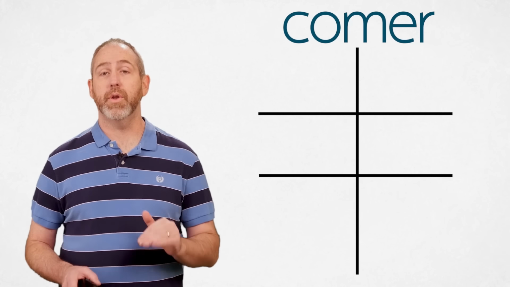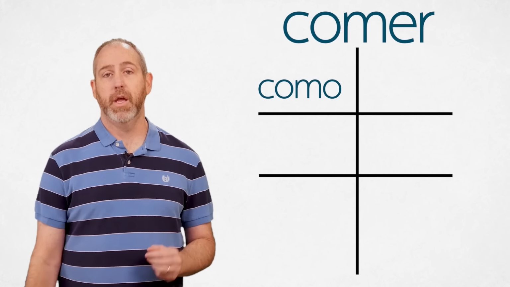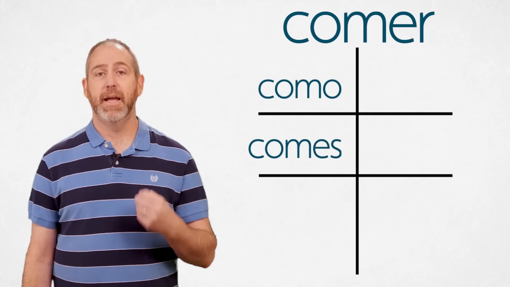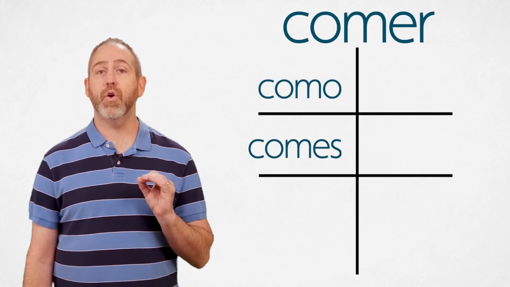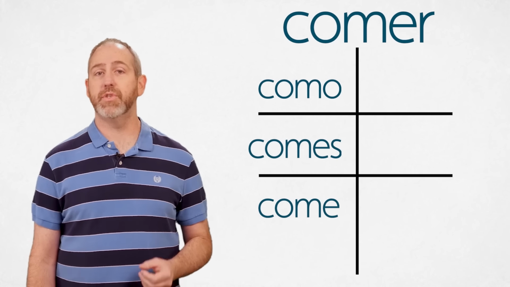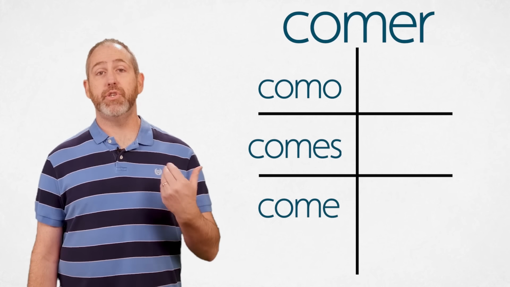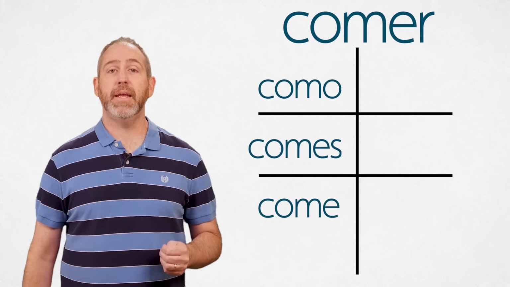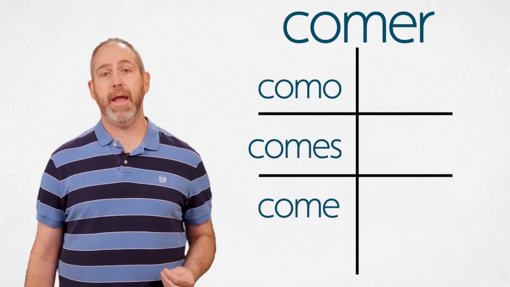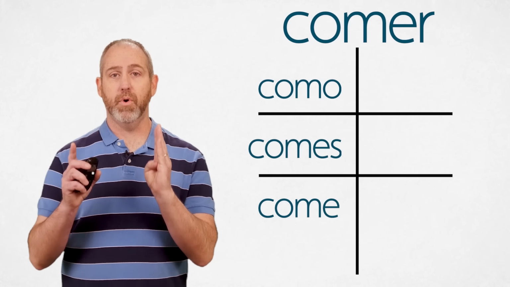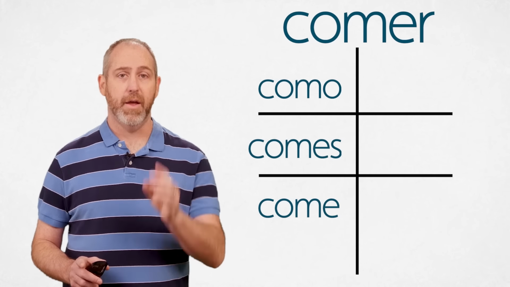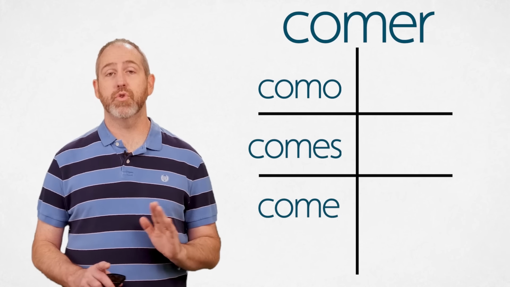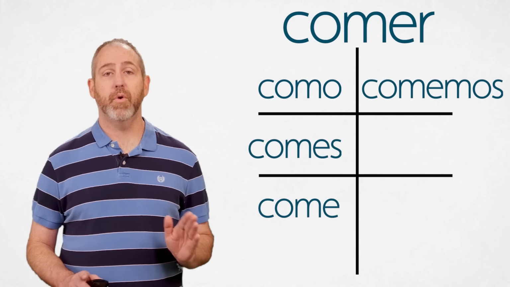Let's just walk through it. Yo como. I eat. Tú comes. You eat. Él come. He eats. Remember, all three of these are going to use the same form. Ella come. She eats. And usted come, you respectfully eat. All right, so como, comes, come. Now let's go to the right side, the plural side. We eat. Nosotros comemos. Comemos.